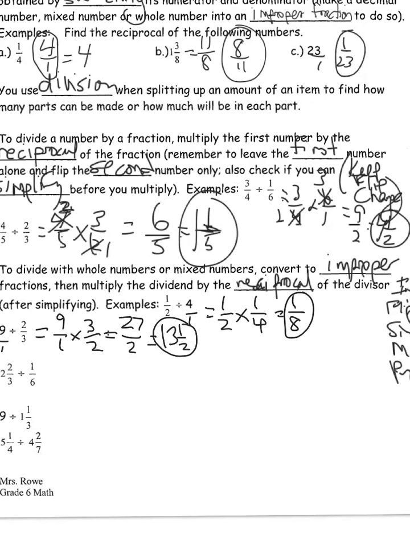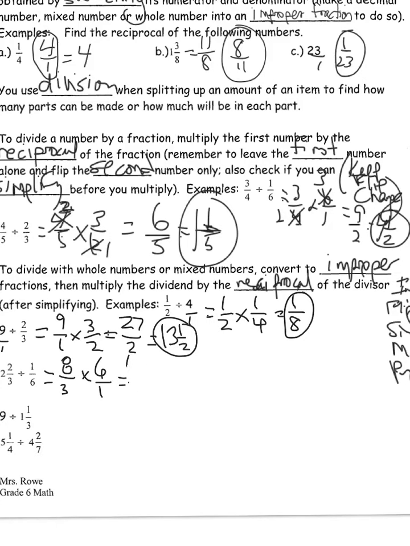Even this third one has the second number already flippable. However, it has a roadblock. So this does require a rewrite. 2 2/3 is the same as 8/3. But I can do my flipping at the same time I'm getting rid of the roadblock. So 8/3 times 6 over 1. Multiply across the top, 48. Multiply across the bottom, 3. Oh, darn it, that's when I'm realizing I could have simplified before I multiplied.